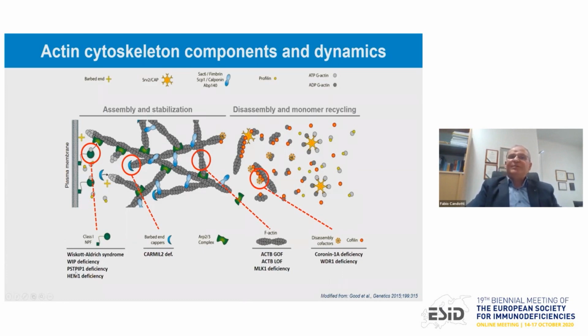Deficiency of PSTPIP1, an activator of WASP, results in a severe autoinflammatory syndrome, whereas deficiency of HEM1, an activator of another nucleation promoting factor, WAVE2, results in an immunodeficiency characterized by recurrent infections and migration defects noticed in NK cells that also have cytotoxicity defects.